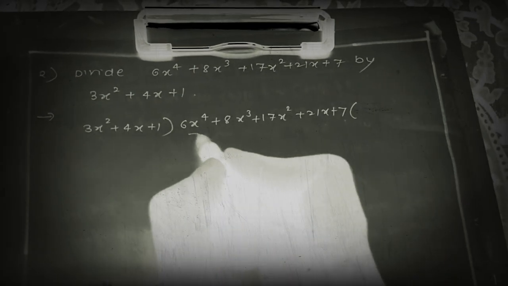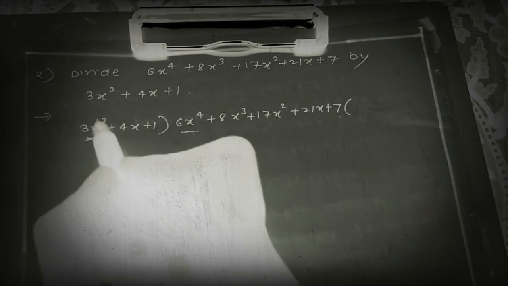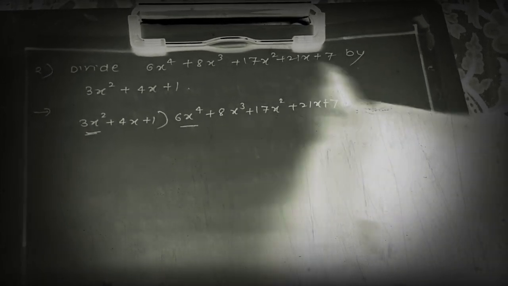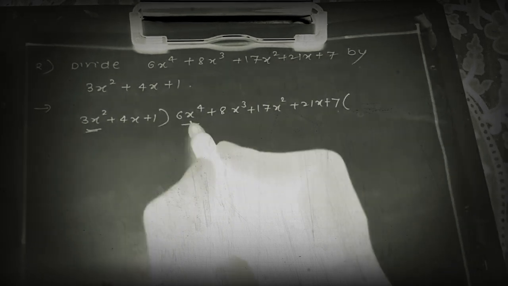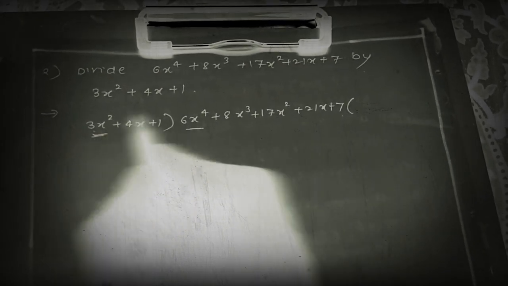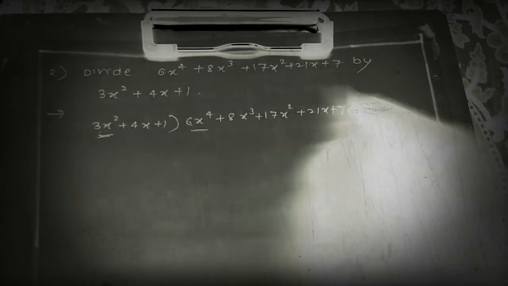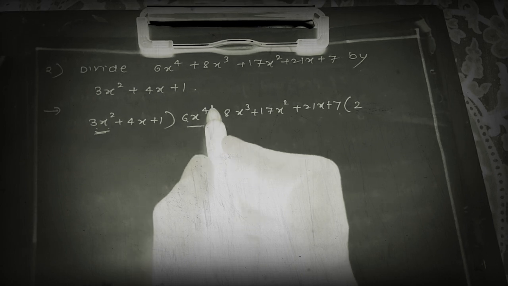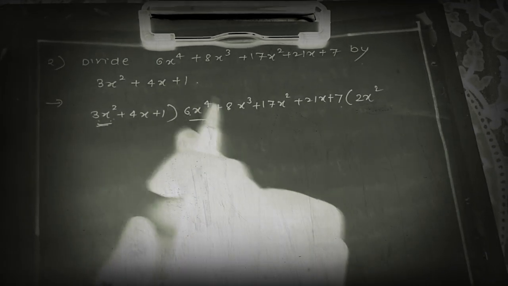So remember, concentrate on this and this. By multiplying this 3x square with something, you have to get this. And this quotient term will be what we multiply with the remaining terms. So first we'll look at this. 3 into how much will be 6? 3 2s are 6. Next, x square into how much will be x raised to 4? x square into x square. So you got this term.